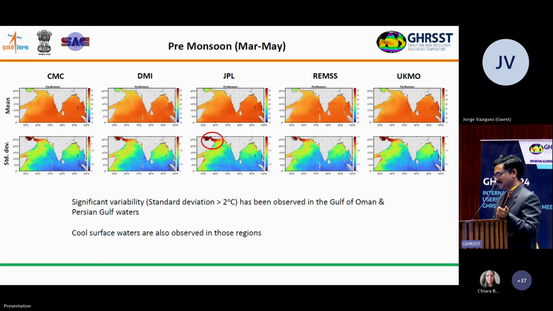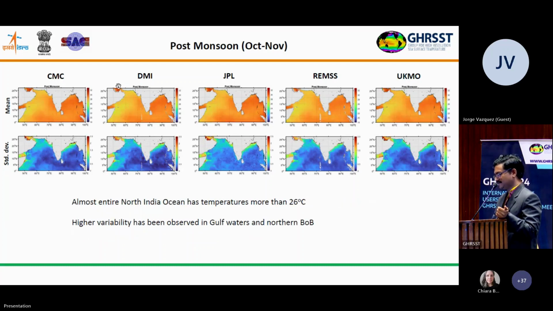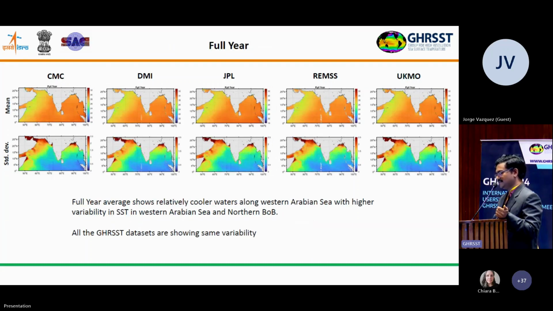During the pre-monsoon season, we can see a significant variability of more than 2 degrees standard deviation in all the data sets, especially in the Gulf of Oman and Persian Gulf waters, where cool surfaces are observed. During the post-monsoon season, the North Indian Ocean has temperatures of more than 26 degrees. This could be one of the reasons why the probability of cyclones is higher during the post-monsoon season, especially in the Bay of Bengal. And this is the full-year study, which is a combination of all the seasons, and we can see large variability in the entire west coast of the Arabian Sea, as well as the northern Bay of Bengal. All the GHRSST data sets are showing the same variability here.